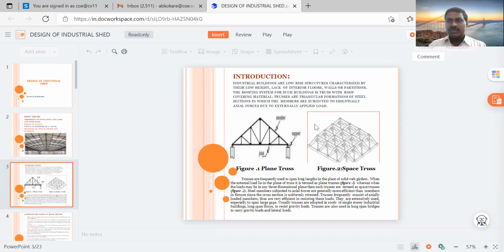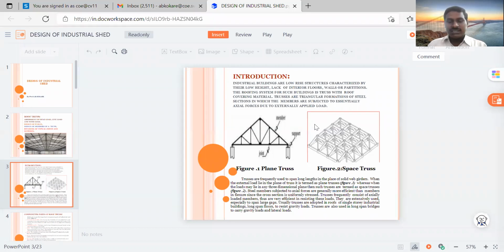So we have to provide the truss for the industrial shed building, and that truss is a triangular formation of steel sections, in which the members are subjected to axial forces. So axial loads are applied on the particular members. So axial load may be in tension, axial load may be in compression. So this is the roof truss.